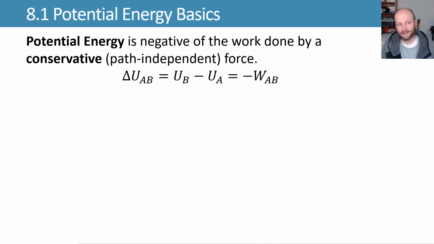We define potential energy as the negative of the work done by a conservative force. What do we mean by conservative? We mean that it's path independent. So it doesn't depend on the path we take, it just depends on our initial and final positions. This works fine for things like gravity. All that it cares about is our position in the gravitational field, so we can define a potential energy for gravity. It also works for spring forces. It'll work for other types of conservative forces like electrical forces. It doesn't work for things like friction.